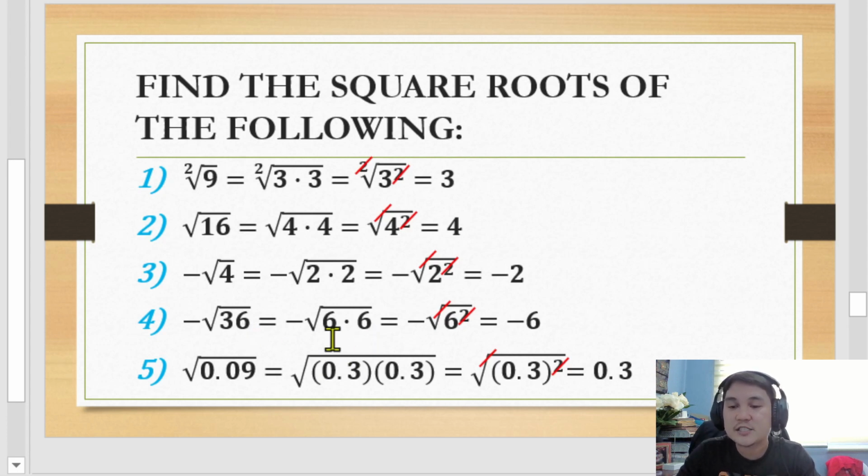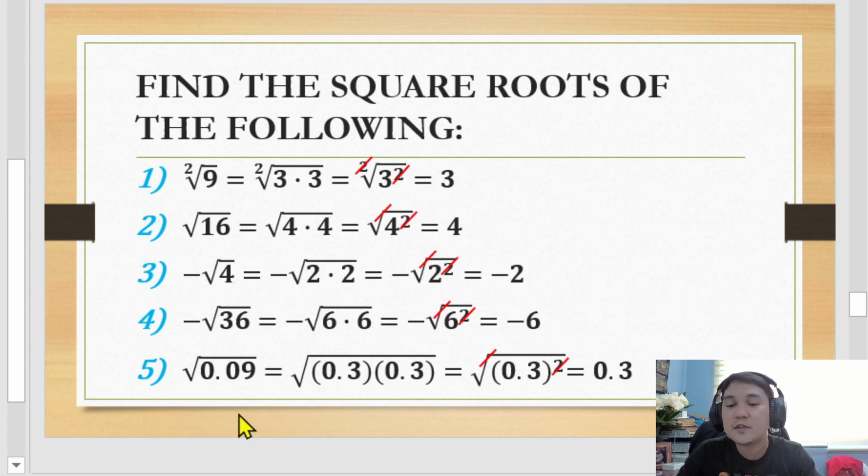And then change this 6 times 6 into its exponential form that gives us 6 squared. So cancel out the radical sign and the exponent. So the final answer is negative 6. Let us proceed to number 5.